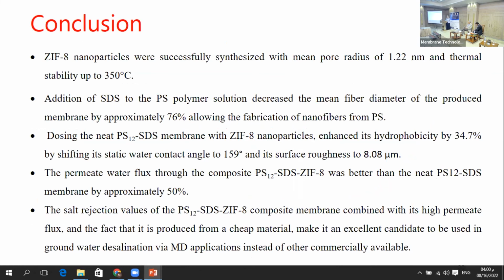So, in conclusion, the ZIF8 nanoparticles were successfully synthesized and incorporated in the polystyrene membrane. It increased the water contact angle considerably to 159, and also increased the permeate water flux by approximately 50%. The salt rejection values of the polystyrene ZIF8 composite membrane, combined with its high permeate flux and the fact that it is produced from a cheap material, make it an excellent candidate to be used in groundwater desalination via MD applications instead of other commercially available techniques.